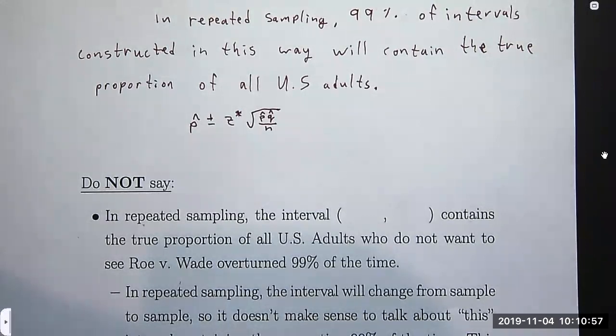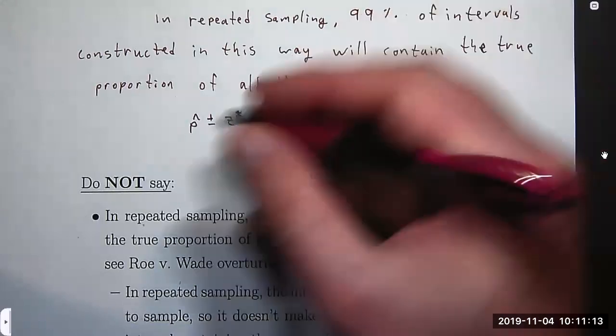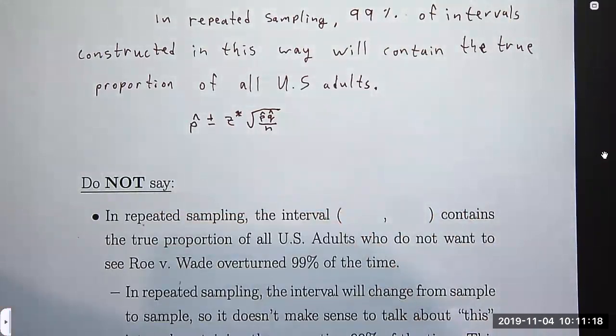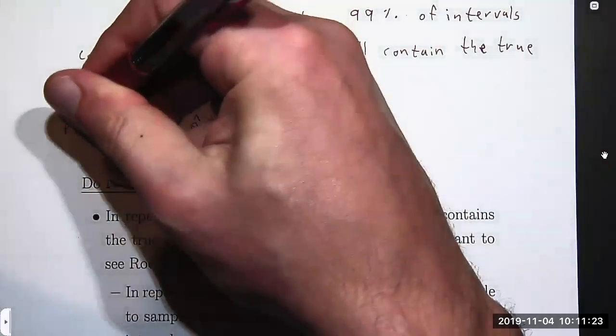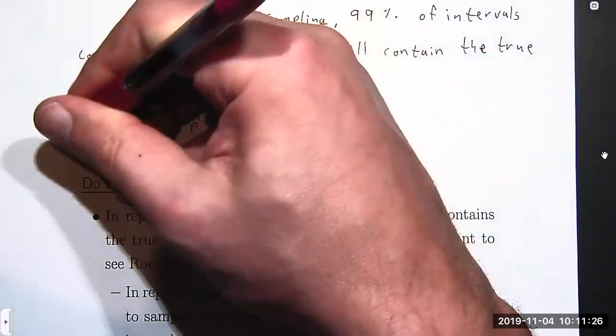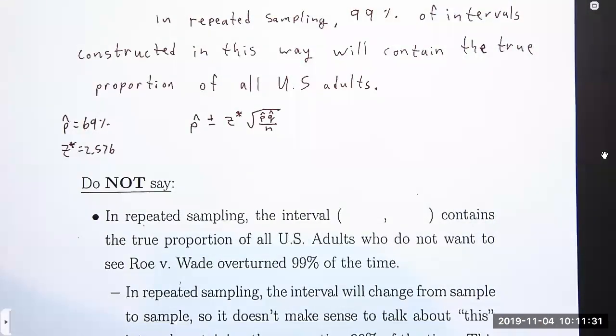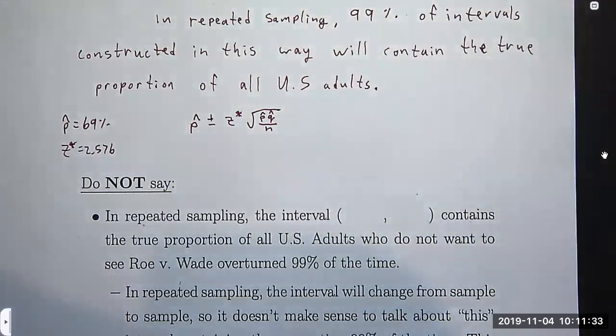So for a 99% confidence level, we use a z star of 2.576, and that's just in a table. You can look that up. And then if you look back onto page 198, it says that p hat was 69%. We're using a z star of 2.576. And anything else we need to know? Sample size, 1502.